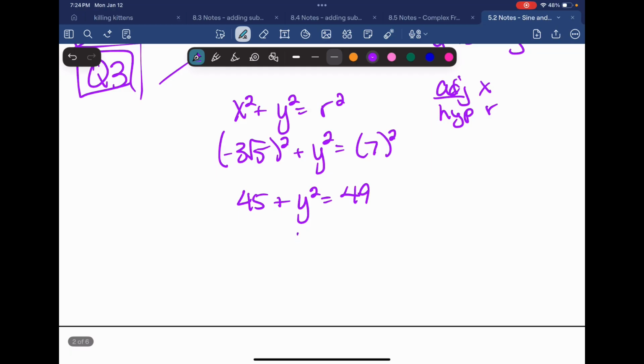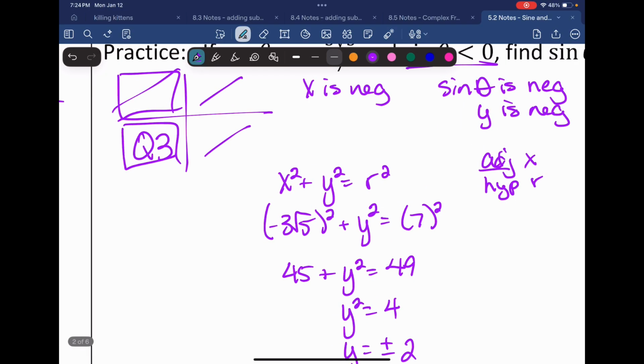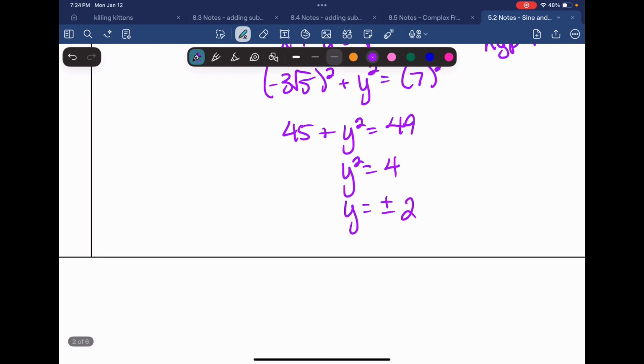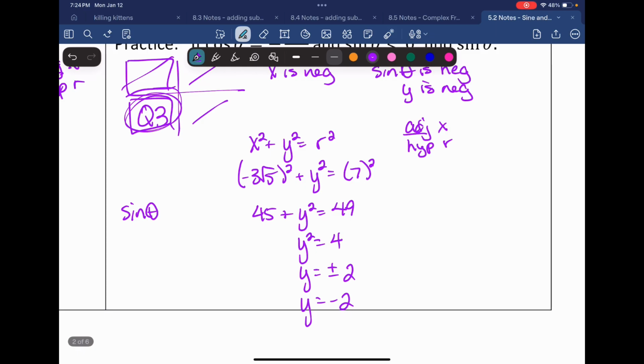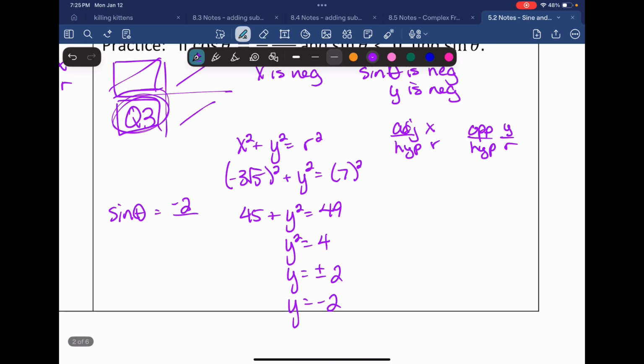Subtract the 45, y squared is 4. So y is plus or minus 2. But since I'm in quadrant 3, y is negative 2. So sine theta. Okay, sine is opposite over hypotenuse, which is y over radius. I have the y, it's negative 2. I have the radius, it's 7.